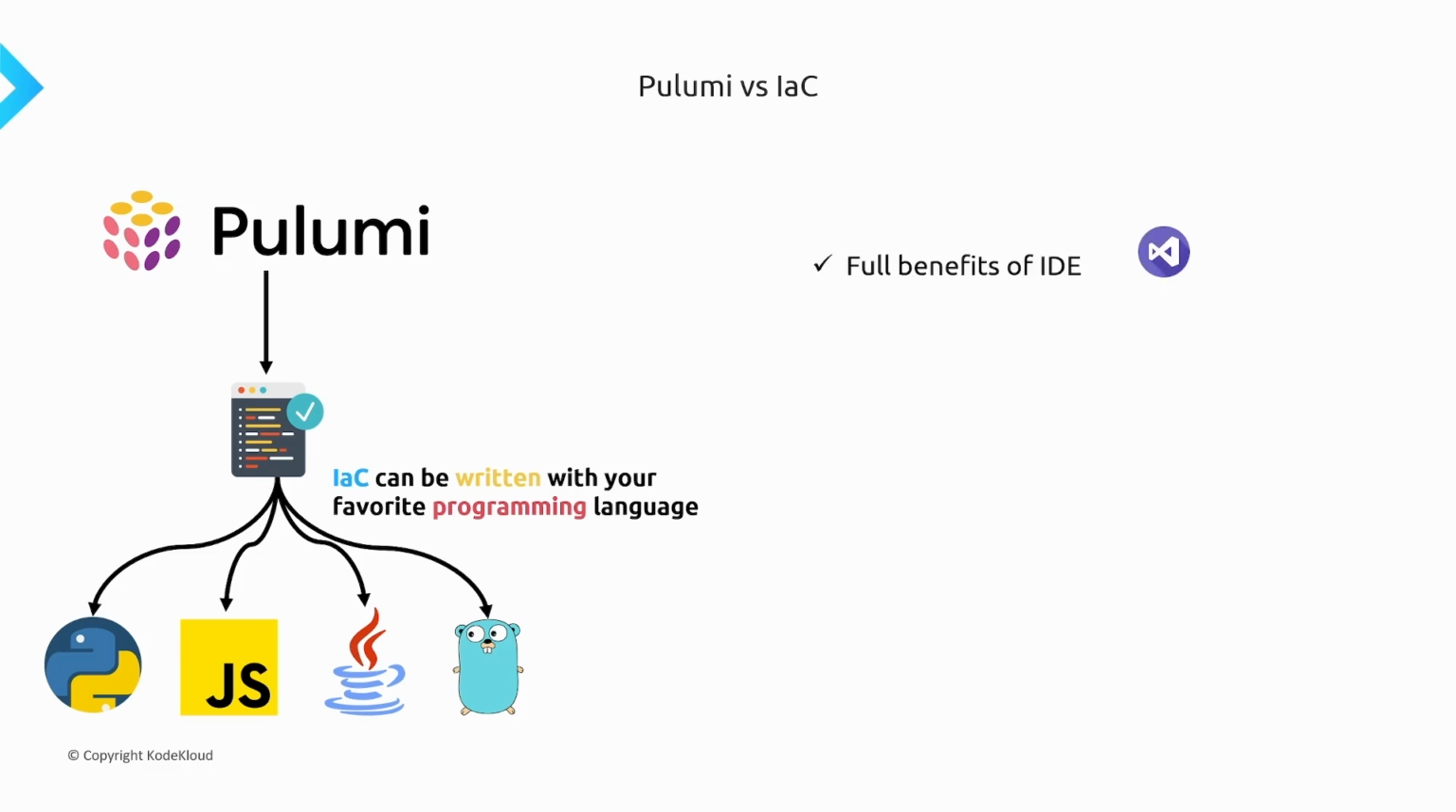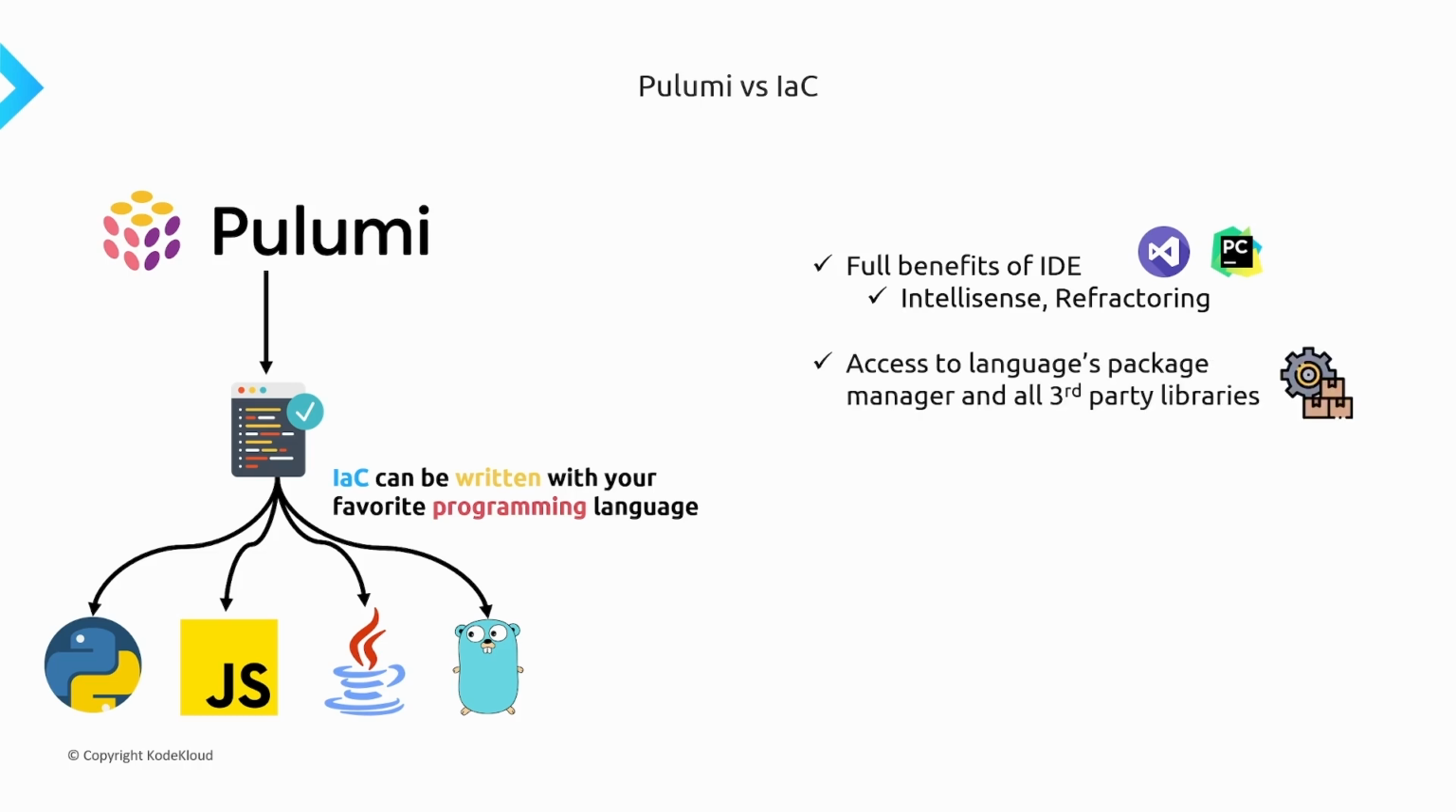On top of that, we get the full benefits of using our IDE, because we use our IDE to develop applications. We can use that same IDE to develop our infrastructure now because ultimately we're using a traditional programming language. So we're going to get all the features of our IDE, all the IntelliSense, all the refactoring capabilities. On top of that, we have access to the language's package manager and all of its third-party libraries. So if you're using JavaScript, you have access to all of the libraries on NPM. And with Python, you've got all the libraries on pip. So it allows you to have a lot more flexibility when it comes to how you're defining your infrastructure in code, because now you have access to all of those tools.